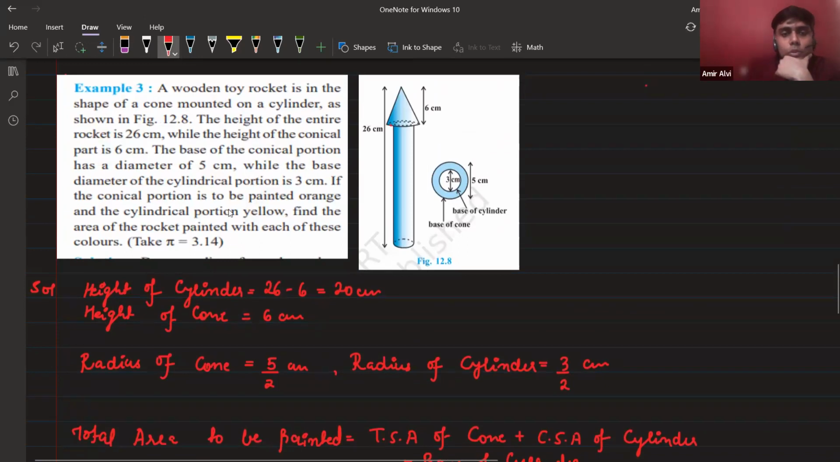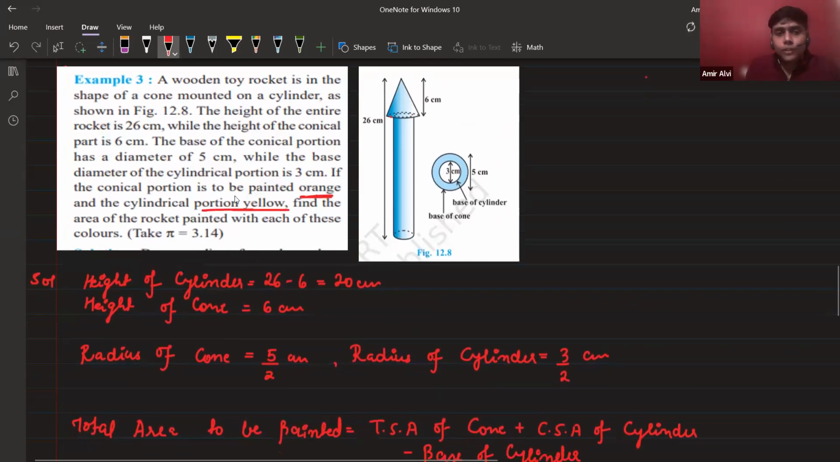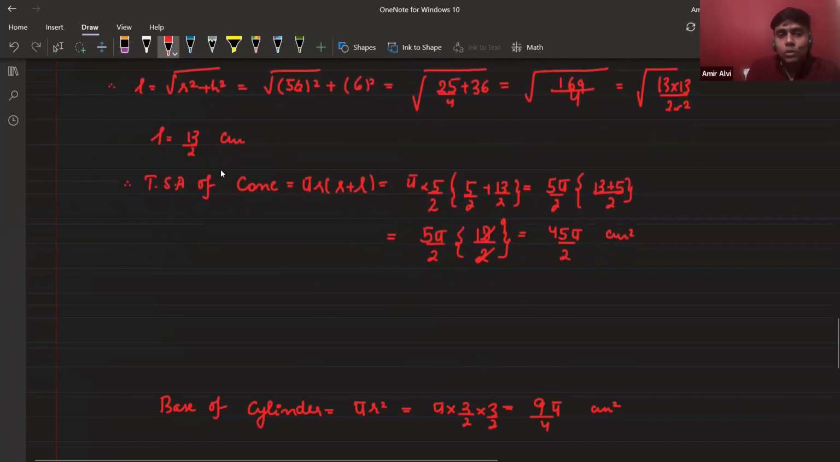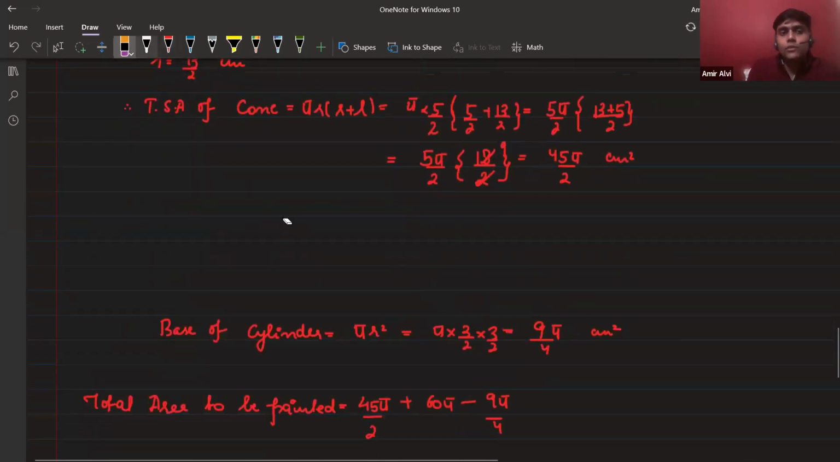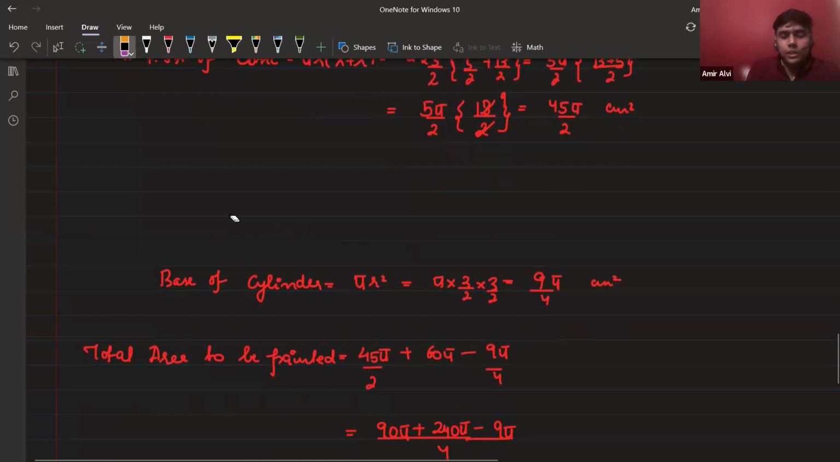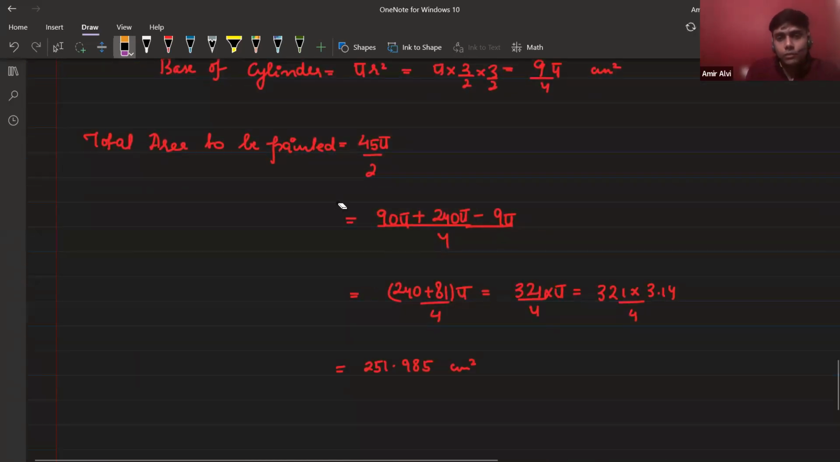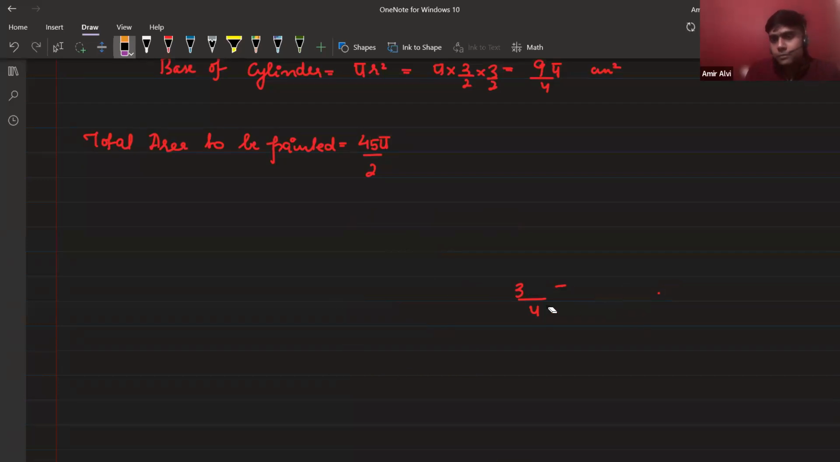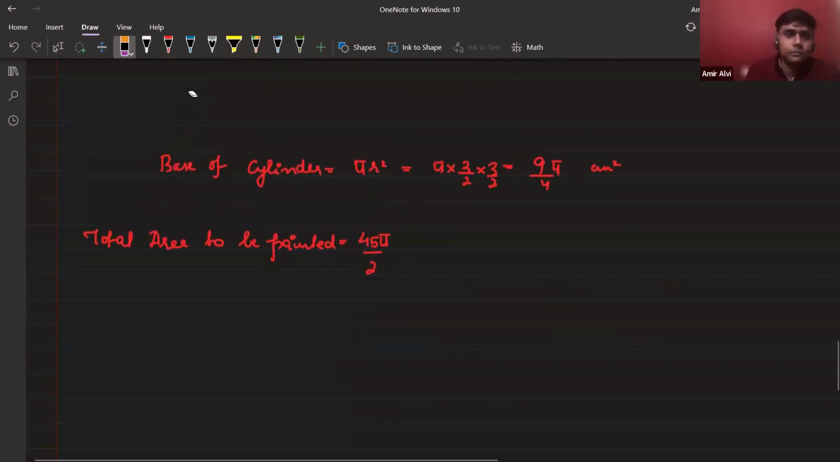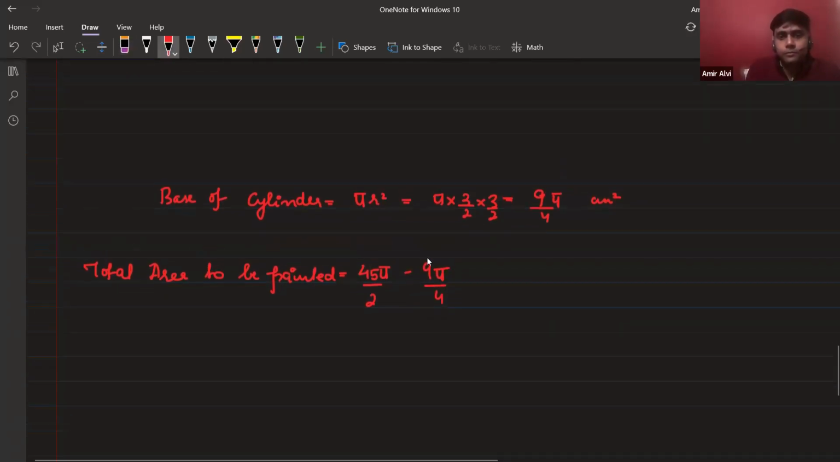The question is saying that the conical portion has to be painted orange and the cylindrical portion has to be painted yellow. So if you are taking the cone, it has to be painted orange. So we don't add the curved surface of the cylinder here. We have to subtract it. Sorry for that. So it's minus of 9 pi by 4. Is it clear?